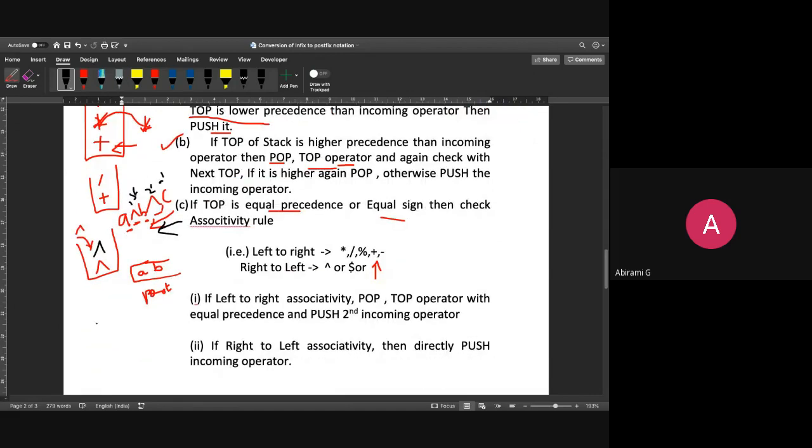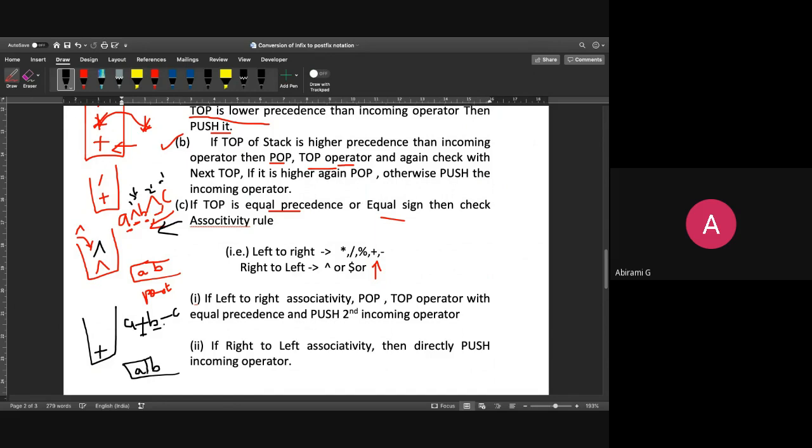Suppose we have A plus B minus C. First is A, we have to place it into the postfix expression. Next input is plus, that is an operator, we can place it into the stack because the stack is empty. If it is not empty, we need to check the top of the stack. Then the next character is B, an operand, so place it into the postfix string.